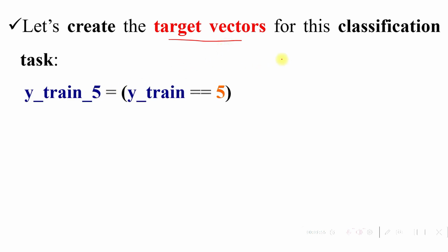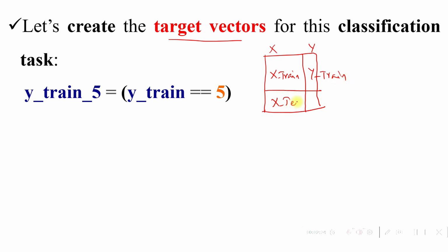Here the dataset is divided into two parts. The dataset looks like this: the features are called X data and the labels are called Y data. Once again this is divided into two parts: X train and Y train, and X test and Y test.